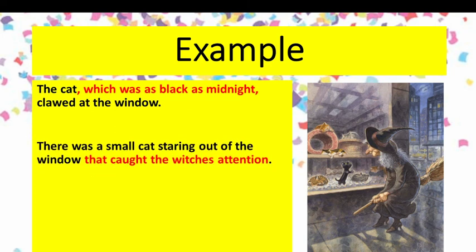In my next sentence, you'll notice that once again the main clause is in black. There was a small cat staring out of the window. And my relative clause is once again in red. That caught the witch's attention. So there I haven't put in my comma because remember that's just an unnecessary pause. And that relative clause isn't just referring to the cat, it's referring to the cat staring out of the window. So that relative clause is linked to that whole main clause.